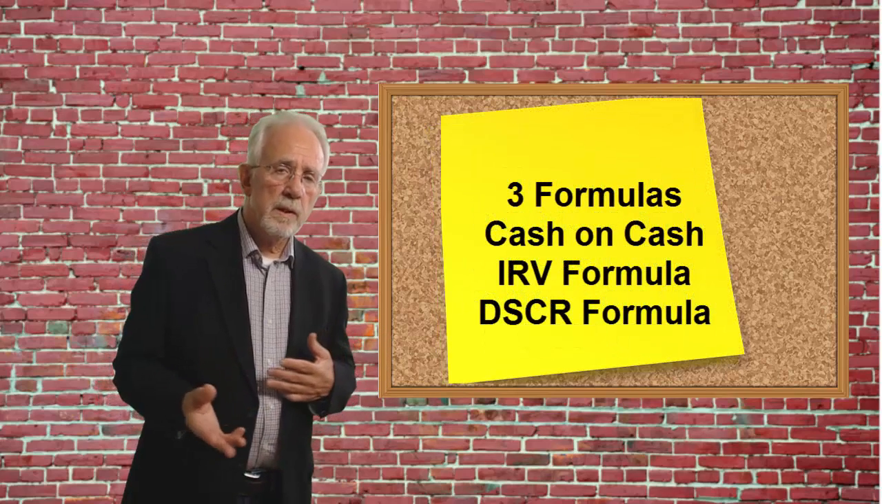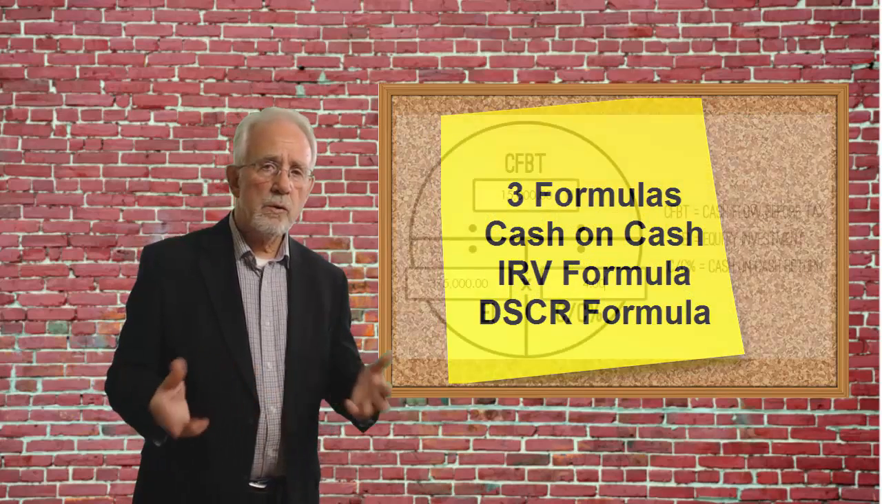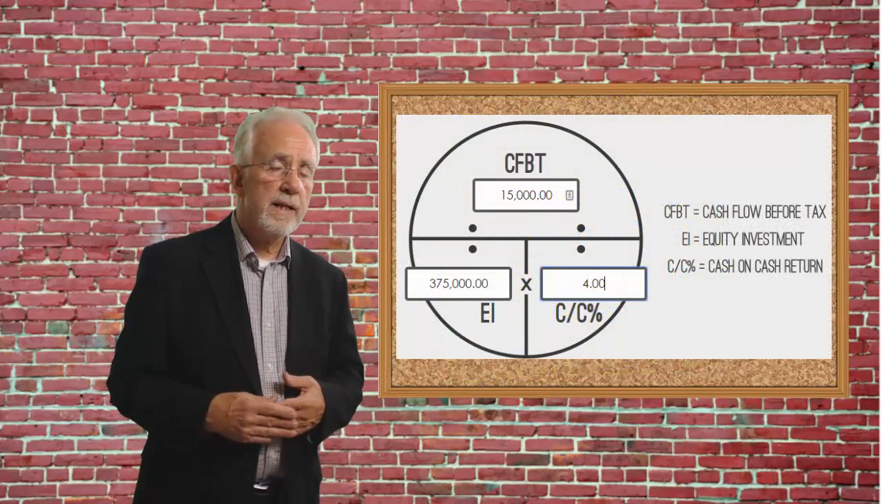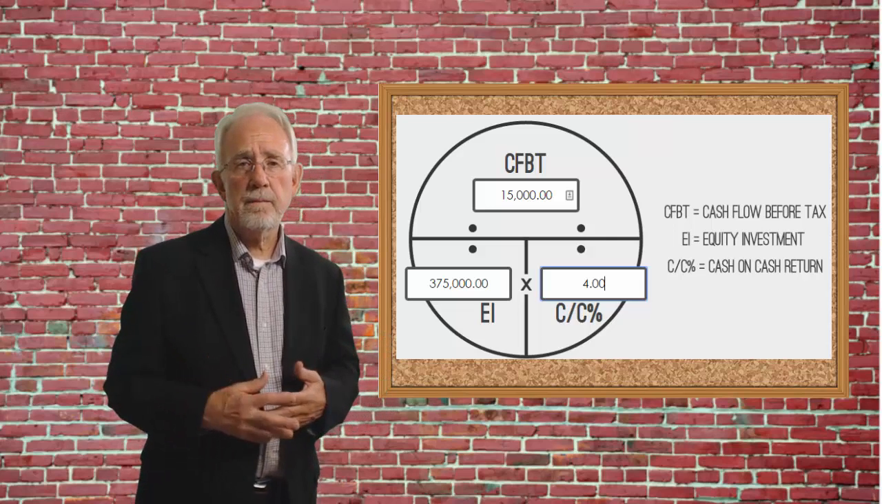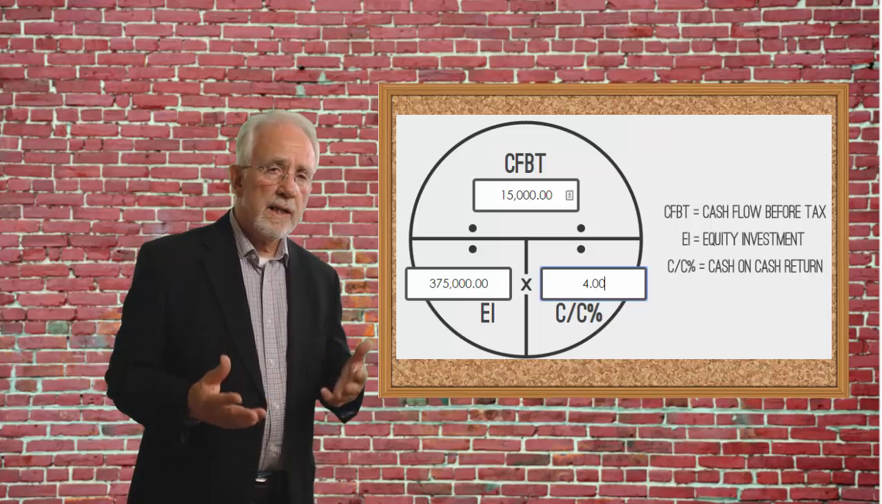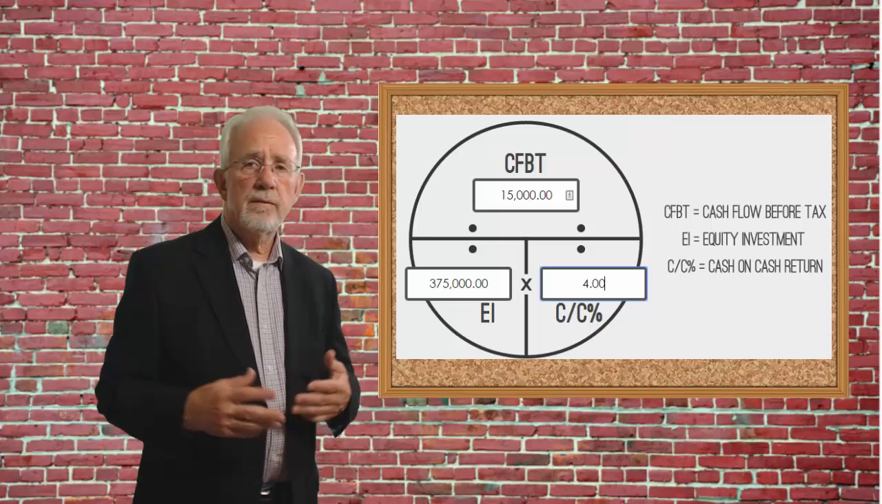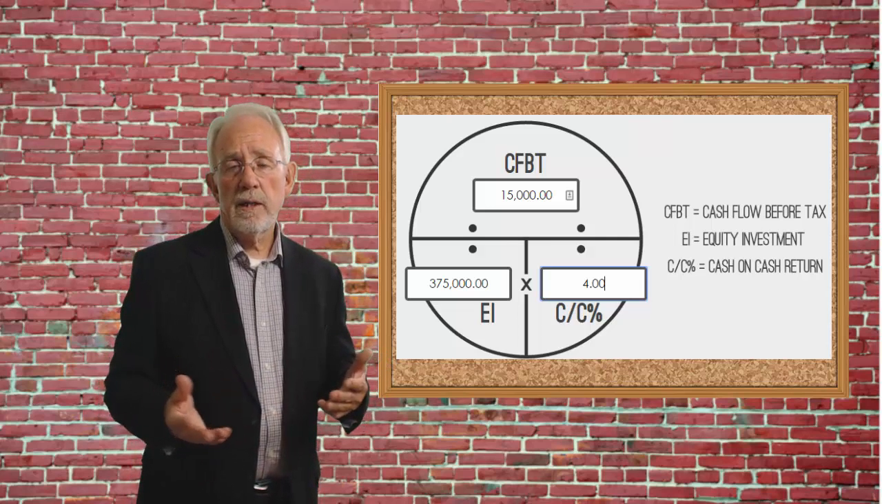So here are 3 formulas that simplify a quick analysis. Cash on cash. Simply divide the amount of the NOI by the amount of the cash that you put in, say your down payment and expenses. Now, here's an example. I put in $375,000 and get $15,000 back. What is my rate?